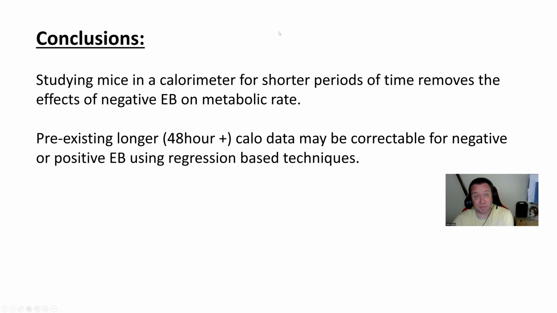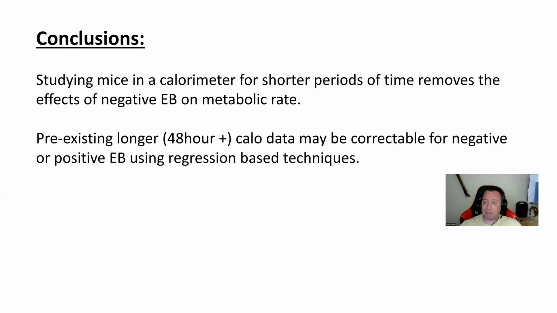So what are we going to conclude from this? Studying mice in a calorimeter for shorter periods of time can remove the effects of negative energy balance on metabolic rate between your groups. And pre-existing longer data, 48-hour plus calo data, may be correctable for negative or positive energy balance using regression-based techniques.